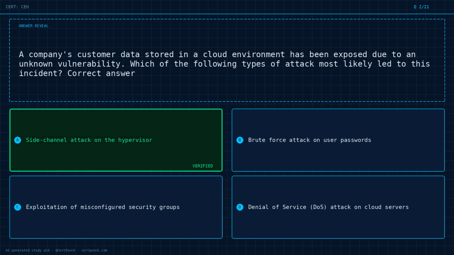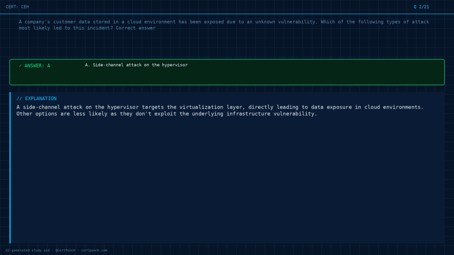The answer is option A. Exam logic. A side-channel attack on the hypervisor targets the virtualization layer, directly leading to data exposure in cloud environments. Other options are less likely, as they don't exploit the underlying infrastructure vulnerability.